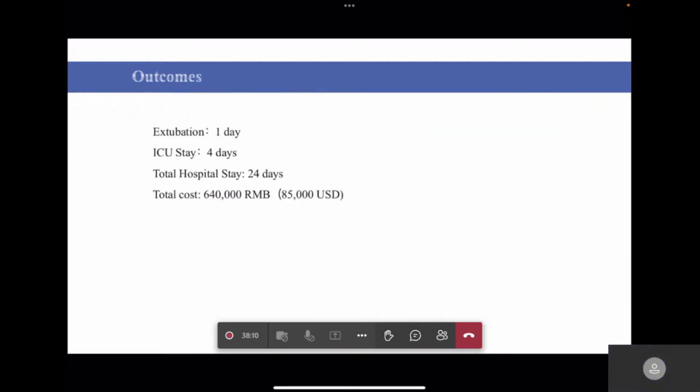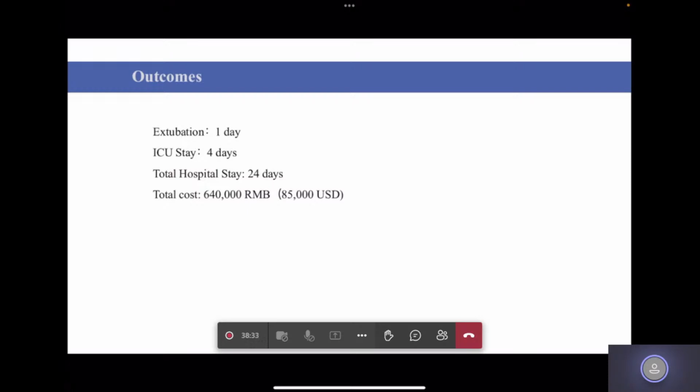As a result, the prognosis was good. The patient was extubated one day after the surgery and stayed in the intensive care unit for only 4 days. Next, I will summarize the key points of anesthesia in left ventricular assist device implantation surgery.